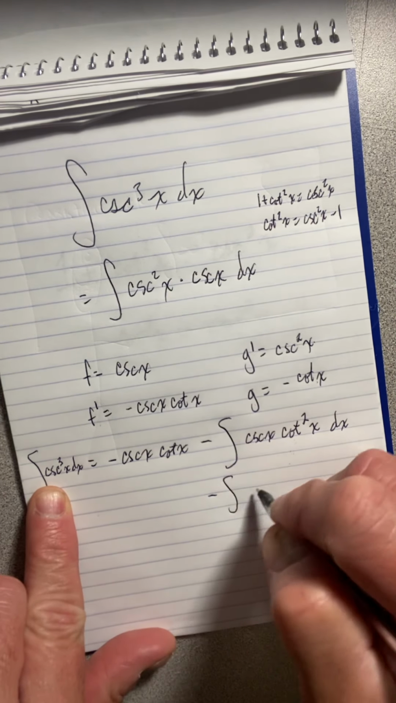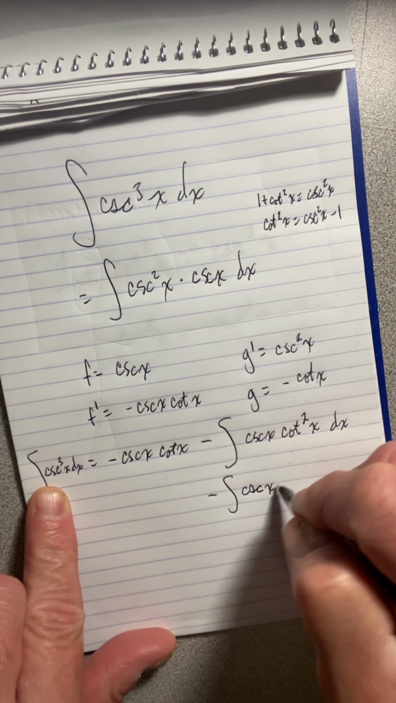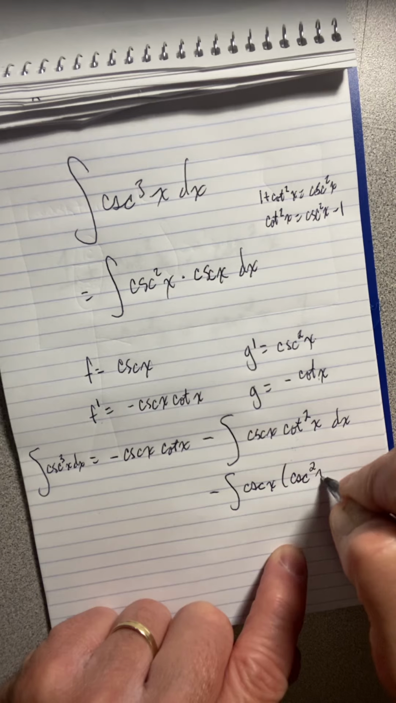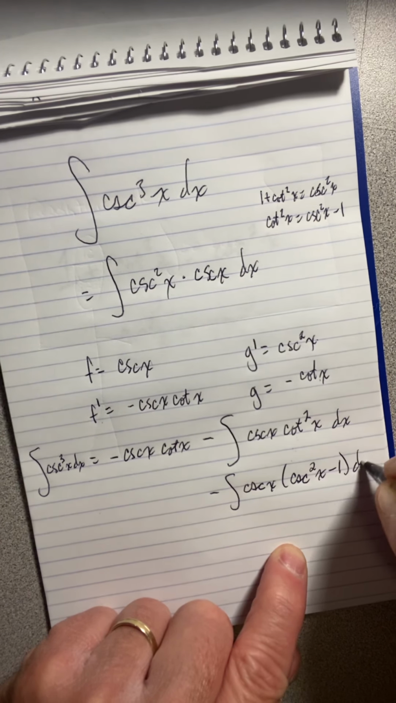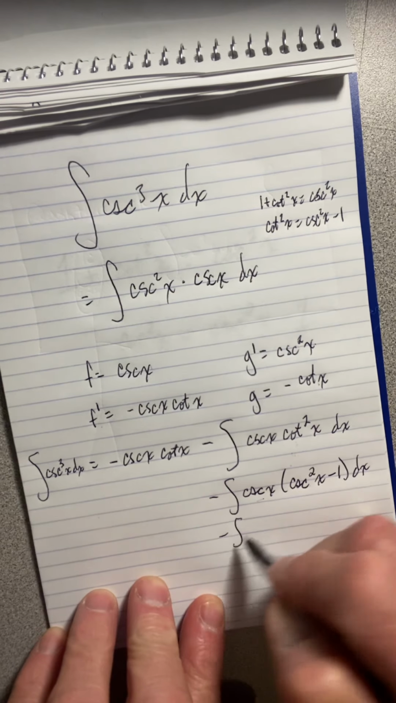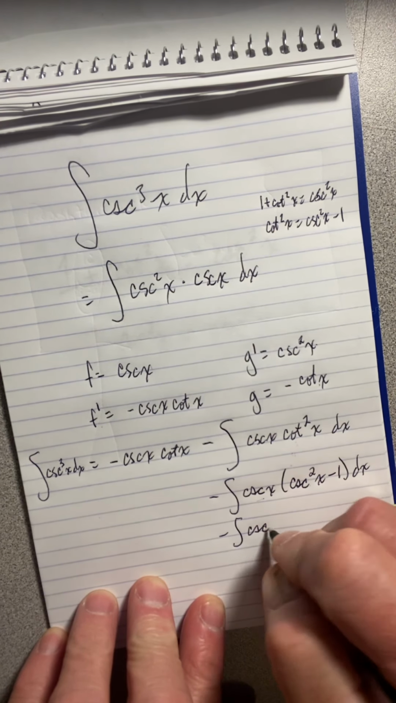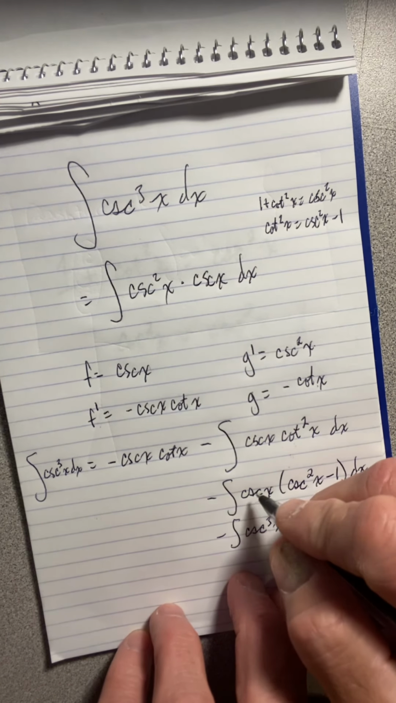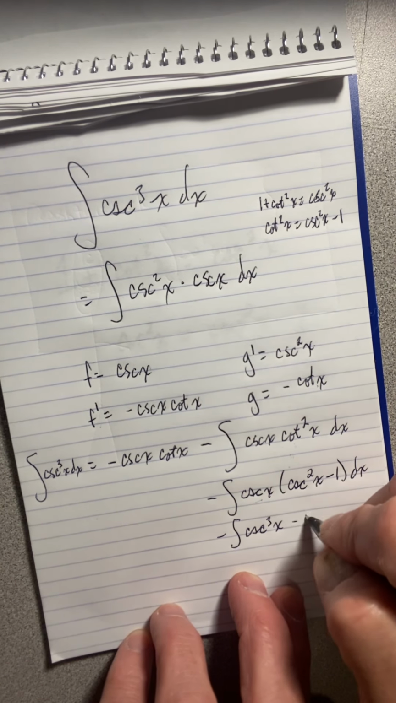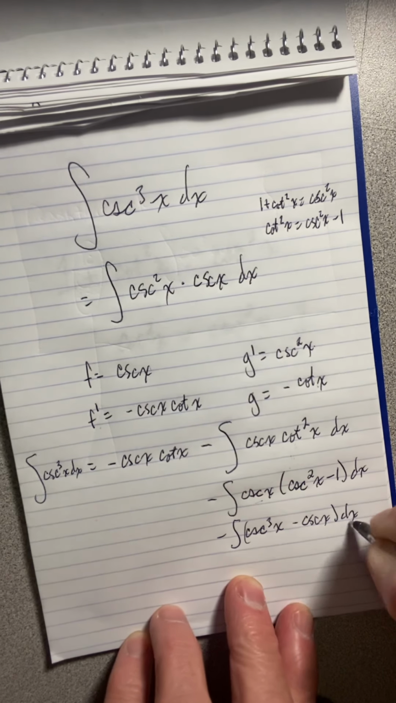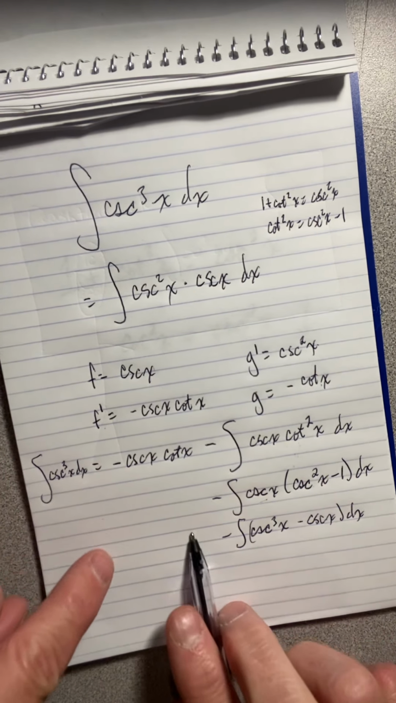So I'm going to rewrite this as cosecant x times cotangent squared, which is cosecant squared x minus 1, dx. And I see that when I distribute, I'm going to have a cosecant cubed x. That's nice. I can add that over, see? And then cosecant times negative 1 is cosecant x dx. And I'm kind of forgetting this for a minute, but it's out there.